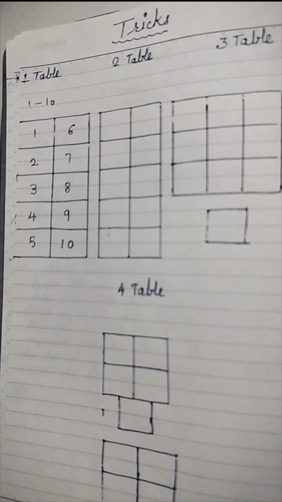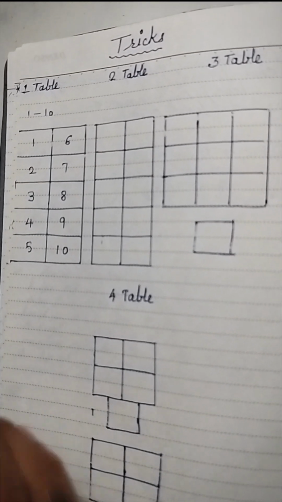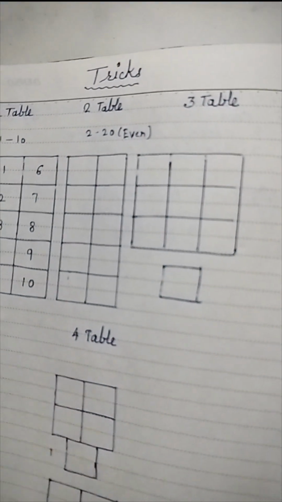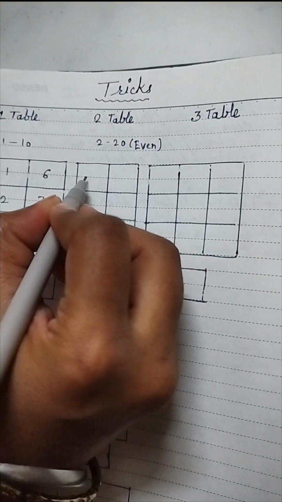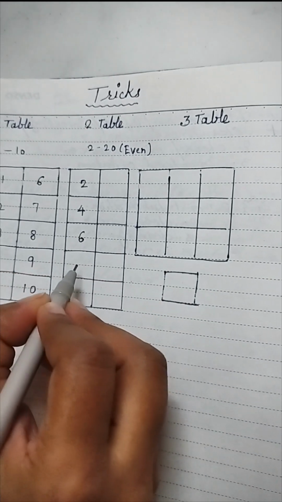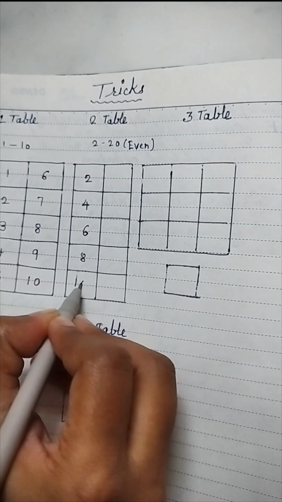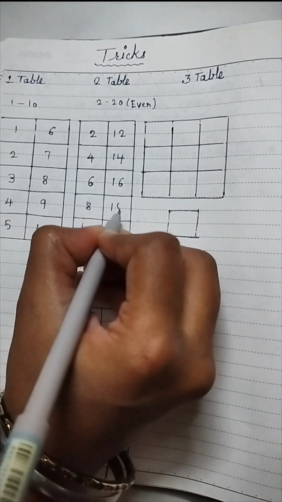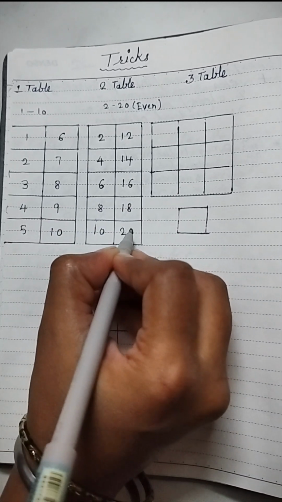Now let's see table 2. Here you just have to write numbers 2 to 20. But remember, you have to write even numbers. So let's take even numbers here: 2, 4, 6, 8, 10, 12, 14, 16, 18 and 20.